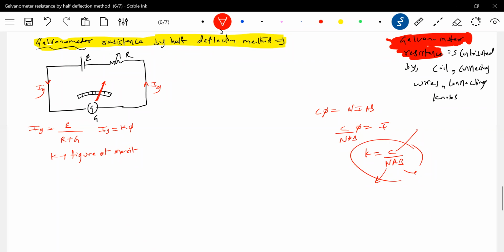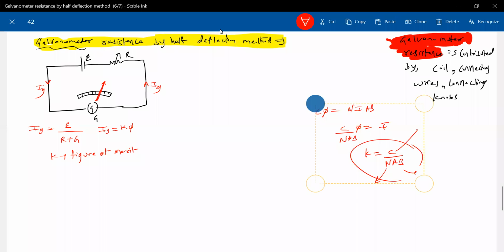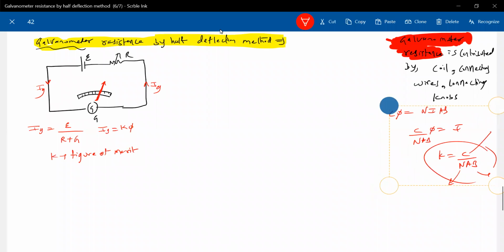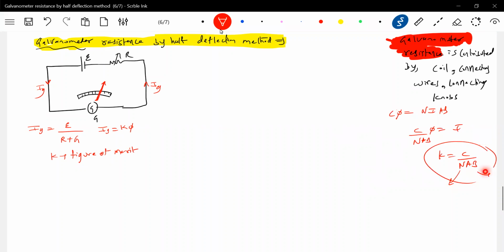Area of cross section, okay, N and A, fine. C and B, again, very difficult to measure. So to overcome this, we are bringing that figure of merit. Whenever you find difficulty, you try to go for an alternative. So C and B are difficult to measure.